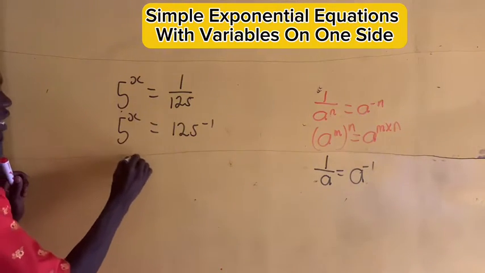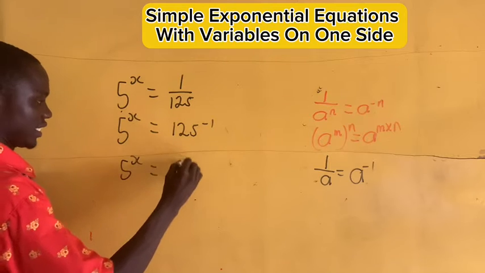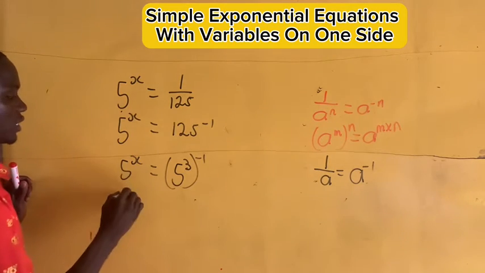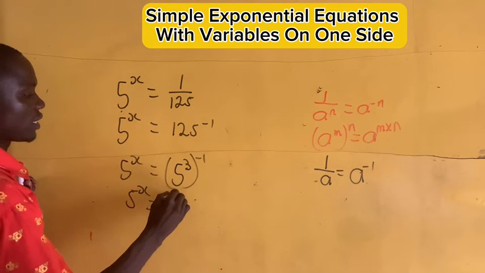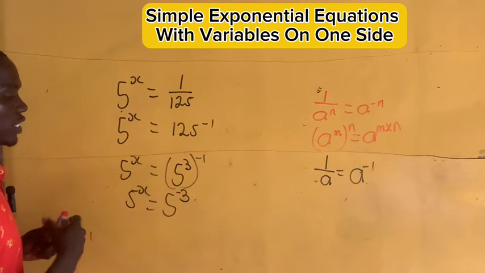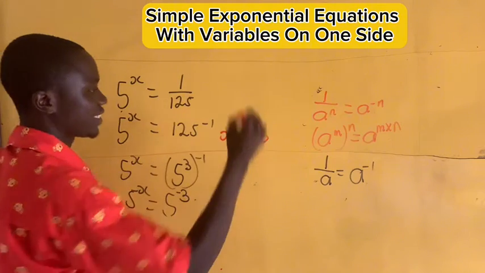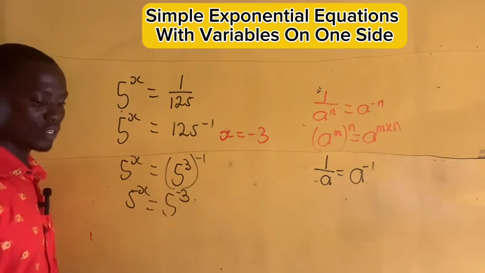So we have 5 power x equals 125 is 5 power 3, and we have power negative 1 here. So we take 5 power x equals 3 times negative 1 gives 5 power negative 3. So here the bases are the same, so we take x equals negative 3. Hope you love this in a very simple way.